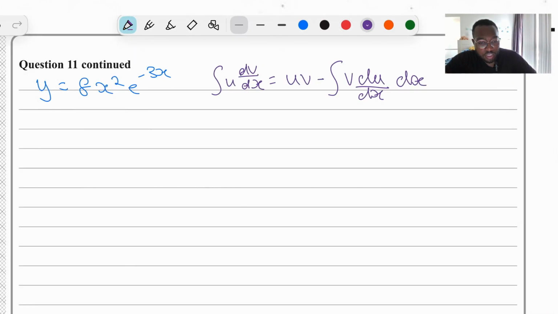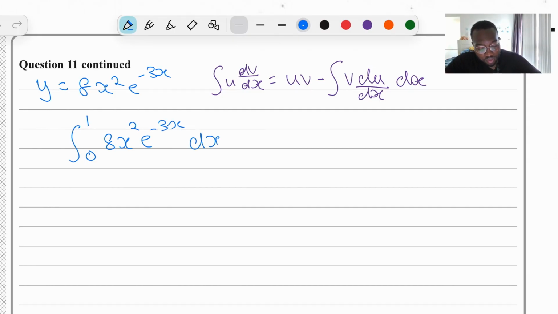So for this question, if we're using integration by parts, therefore the formula is here. I believe this is given to you in your formula booklet as well. But yeah, we have u dv over dx equal to uv minus the integral of v du over dx with respect to x. So all we need to do now is, if we write this out, that is the integral from 0 to 1 of 8x squared e to the minus 3x. We need to just integrate this.